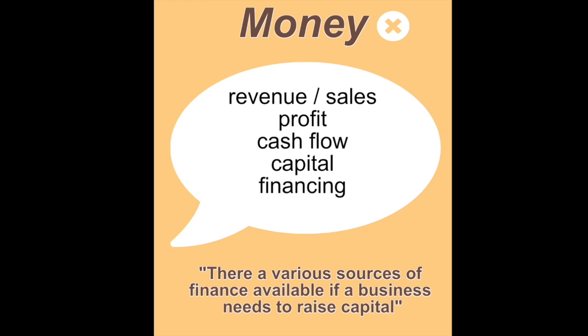Okay, so for example, there are various sources of finances available if a business needs to raise capital. So there's me avoiding 2 uses of the word money. And I know there is a typo there. It should say there are various sources of finance available. Okay, well done if you spotted that. Try to avoid the word money. There's always a better alternative.